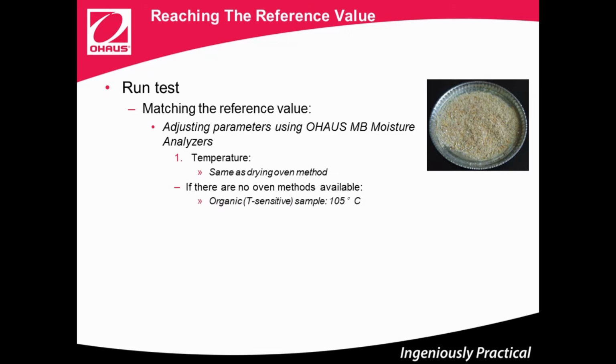For organic or temperature-sensitive samples, like milk and corn, use a temperature of 105 degrees Celsius. For inorganic or non-temperature-sensitive samples, like ceramics, use a temperature of 150 degrees Celsius. Second, set switch-off time or the heating time. You can start with auto mode or A60 mode. In this mode, the instrument will stop when the sample weight remains constant and there's no more moisture evaporating.